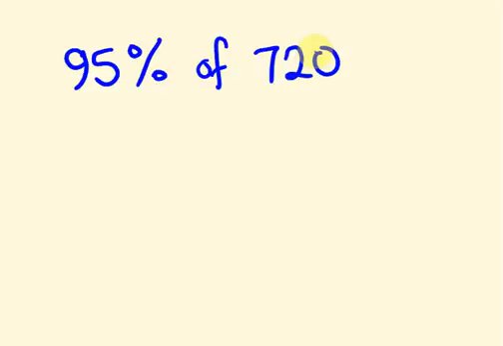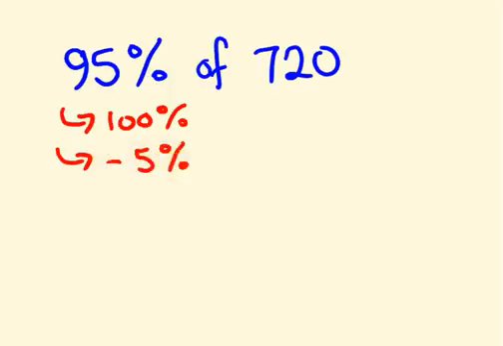Okay, so give it a go. Okay, so the idea is we're going to have 100%. Usually you wouldn't need to really think about it like this. It's just this number here, which is 720. And we're going to take away 5%.